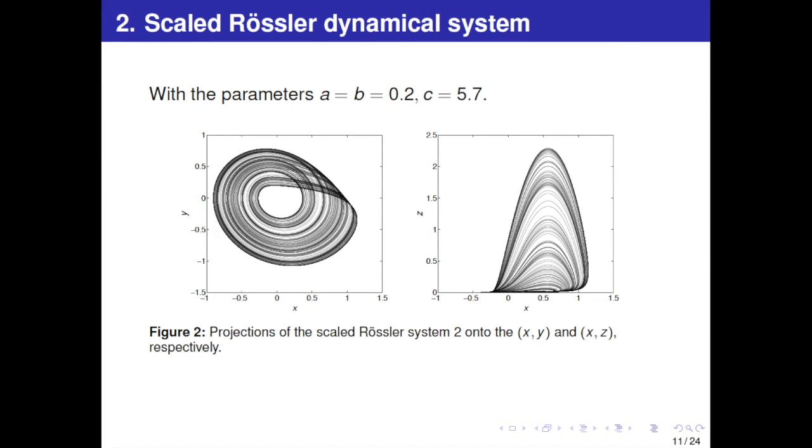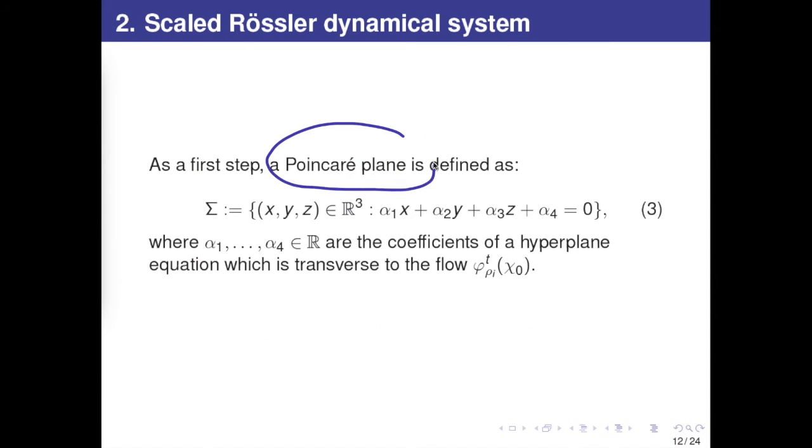But first, let's explain how the bifurcation in the phase space of the system will be considered. We will use a Poincaré plane which is defined by the following equation, in which the values of alpha 1 to alpha 4 are the coefficients of the hyperplane. We need the location of this Poincaré plane to be transverse to the flow bar phi.